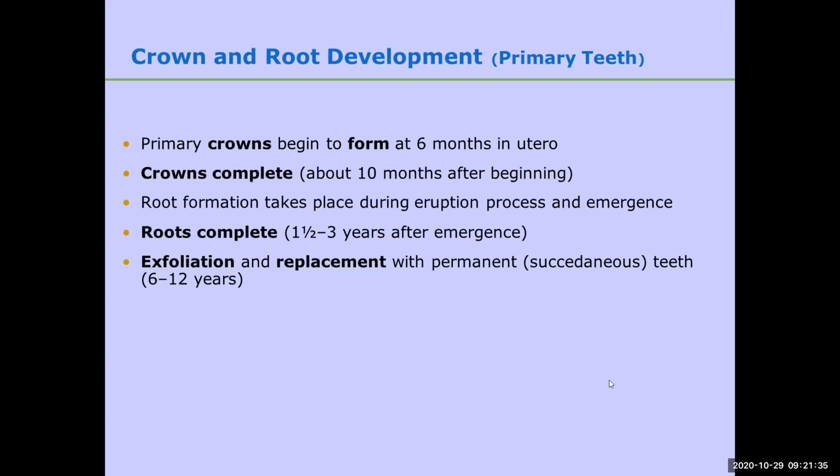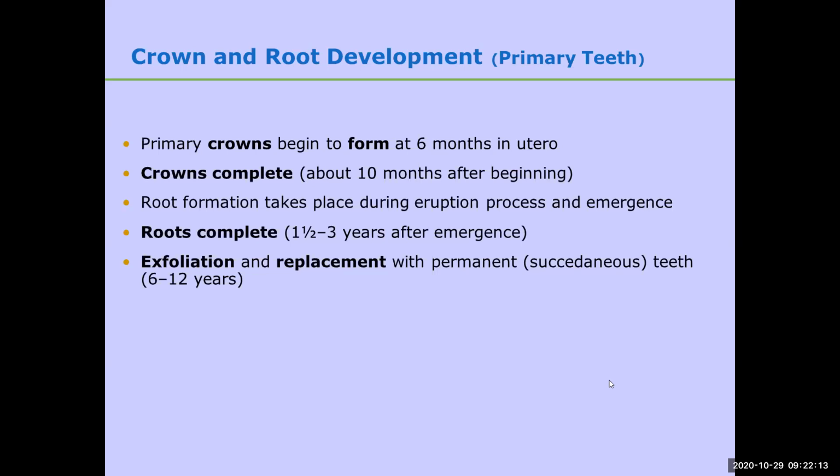Root formation takes place during the eruption process and emergence. This is just like the permanent dentition. The roots are not complete. The roots complete, though, about 1.5 to 3 years after emergence. What is the root completion time for permanent roots? 2 years? Yep, 2. So it takes a little bit longer for the baby teeth, the deciduous teeth, to have their roots completed.